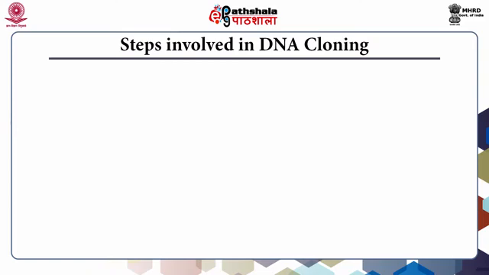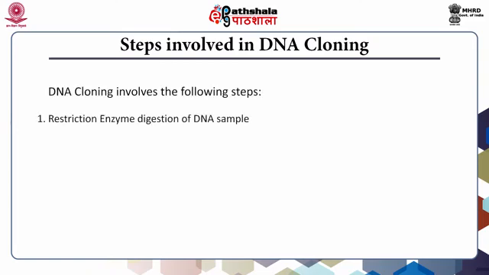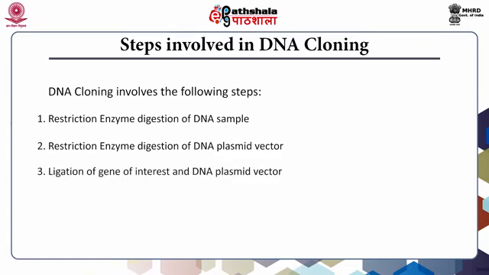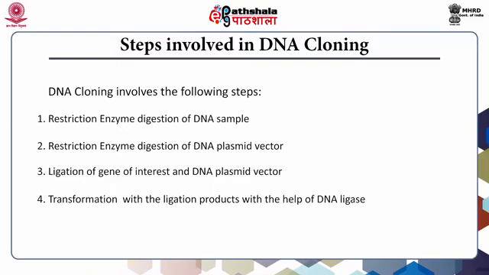Steps involved in DNA cloning are the following: restriction enzyme digestion of DNA sample, RE digestion of DNA plasmid vector, ligation of gene of interest and DNA plasmid vector, transformation of the ligated products with the help of DNA ligase, and growth on agar plates with selection of antibiotic resistance. We will look at these steps in detail in the following slides.